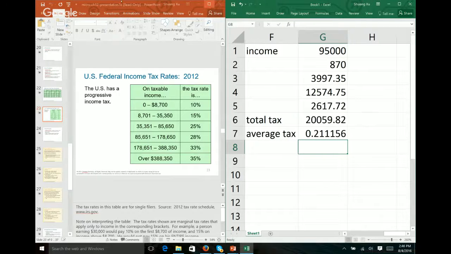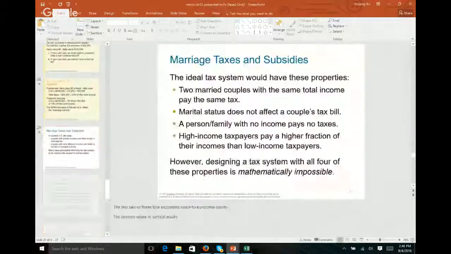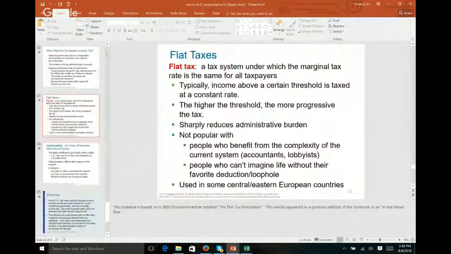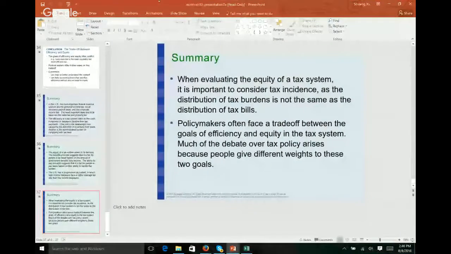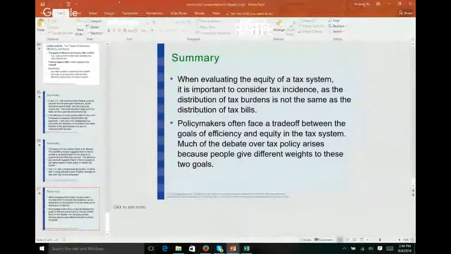Okay. Now let's look at what else you need to know for this chapter. I think that's it for chapter 12. All right, so that's it for chapter 12. Anybody have any questions?